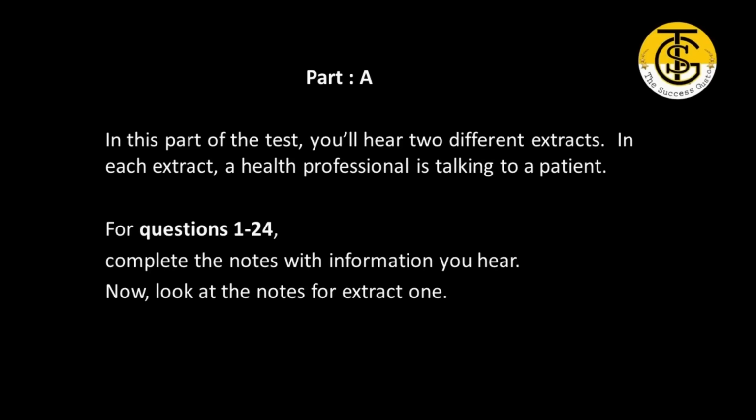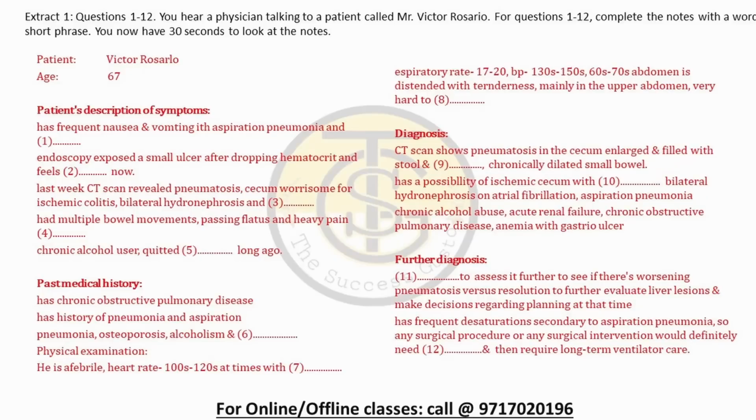Part A. In this part of the test, you'll hear 2 different extracts. In each extract, a health professional is talking to a patient. For questions 1 to 24, complete the notes with information you hear. Now look at the notes for Extract 1. Extract 1. Questions 1 to 12. You hear a doctor talking to a patient called Mr. Victor Rosario. For questions 1 to 12, complete the notes with a word or short phrase. You now have 30 seconds to look at the notes.